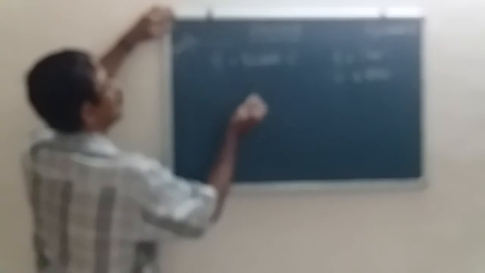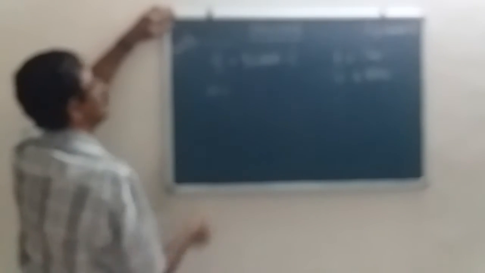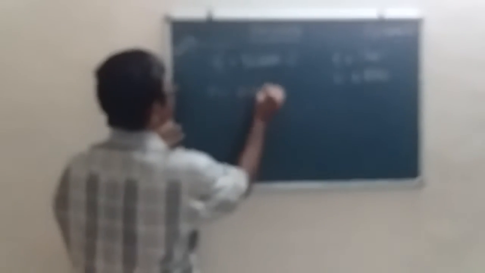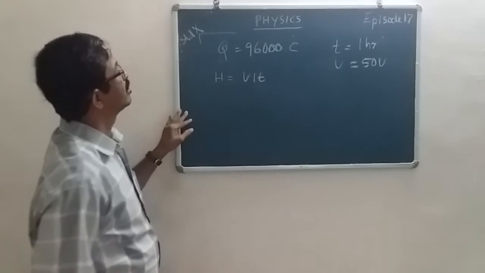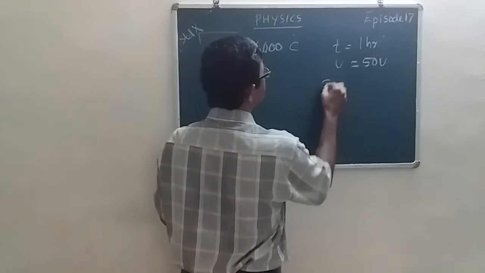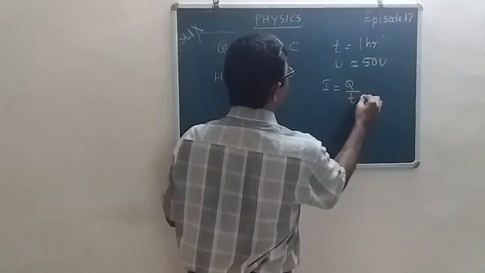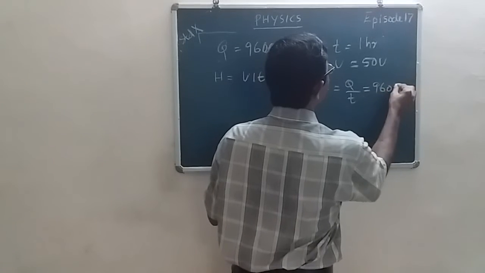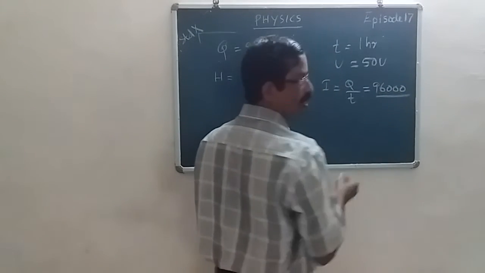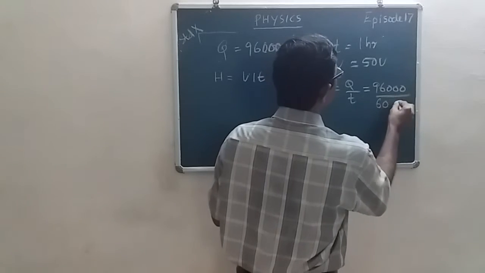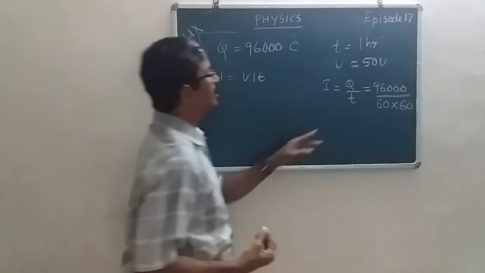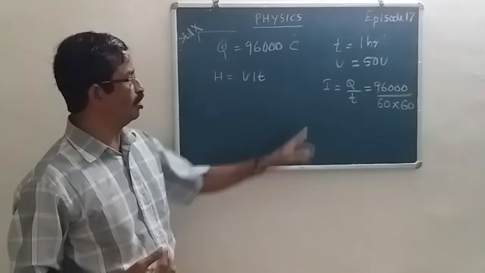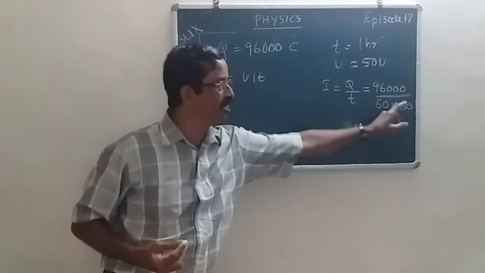We know the relation to calculate heat: H is equal to VIT. Here I is equal to Q by T. Here Q is 96,000 and T is 1 hour. 1 hour means 60 minutes, and this minute we can change to second. So I is equal to 96,000 by 60 into 60.